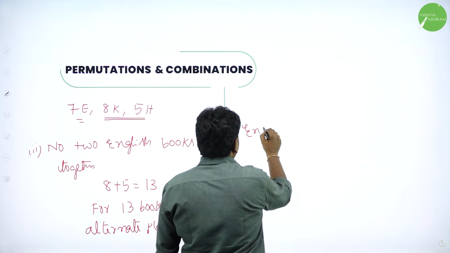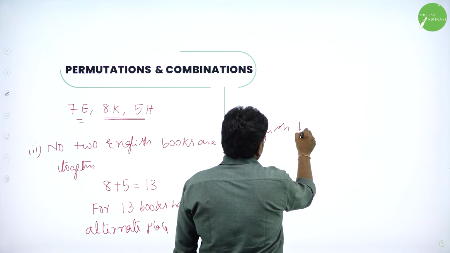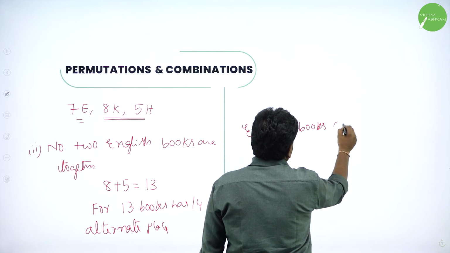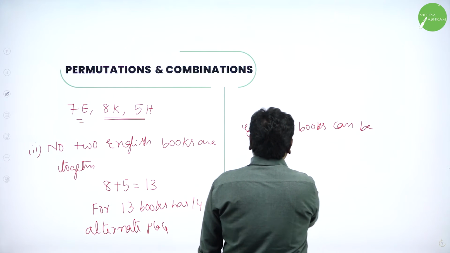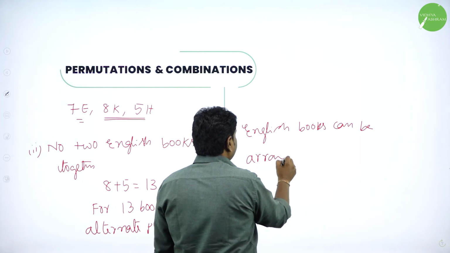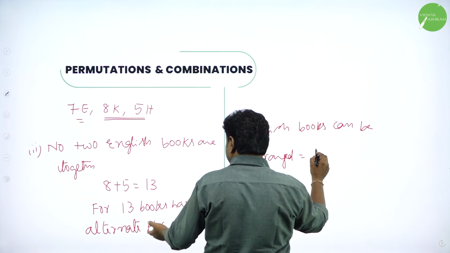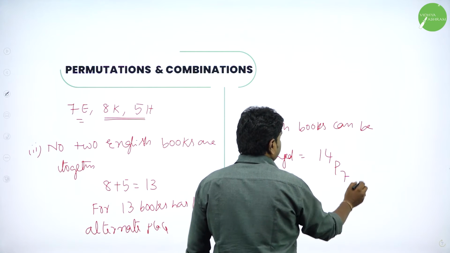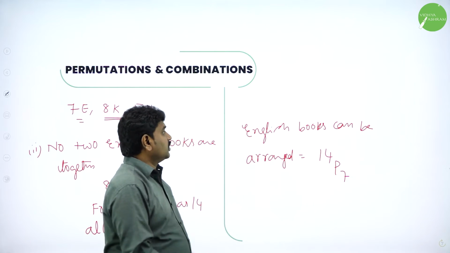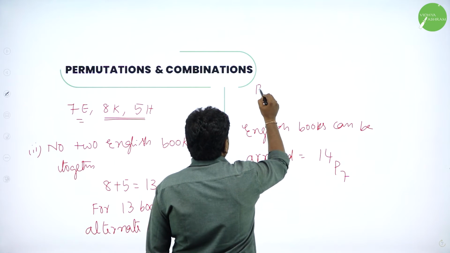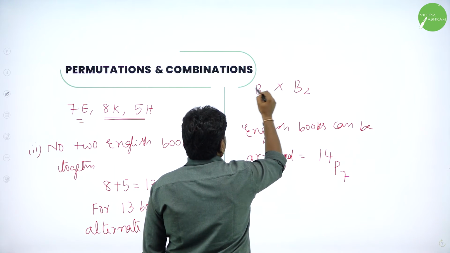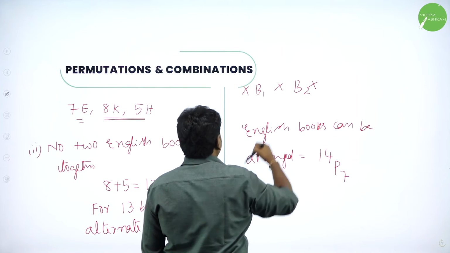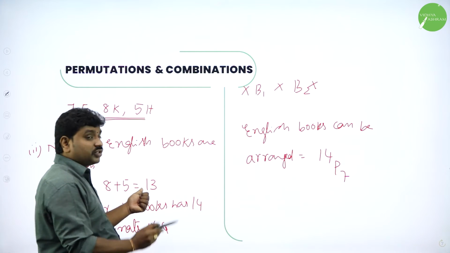So English books can be arranged in, total number of permutations, they can be arranged in what? Alternate places, how many do you have? 14 places. And how many English books? 7 English books. See, book 1, book 2, between these two, if there are 2 books, we'll have 3 alternate places. But I have 13 different books other than English.